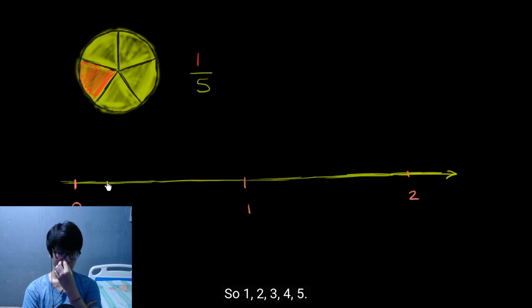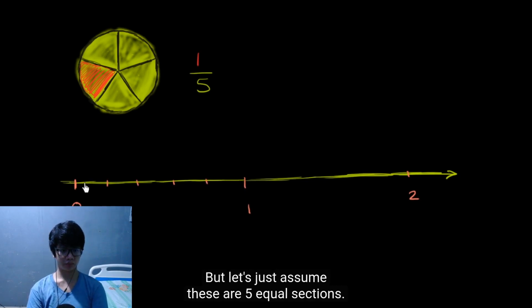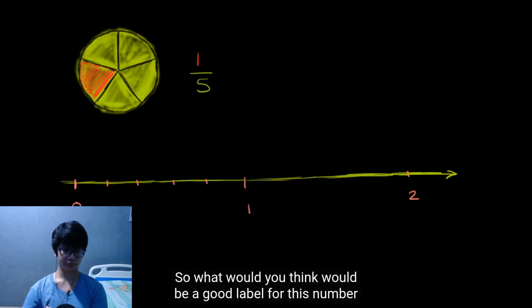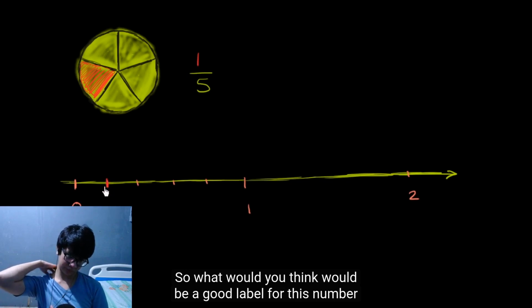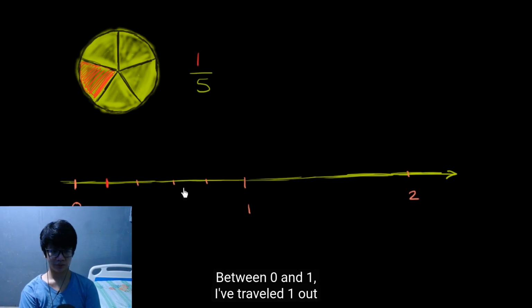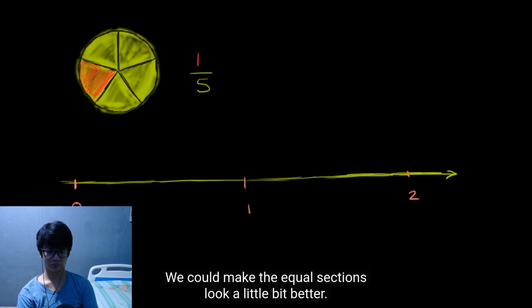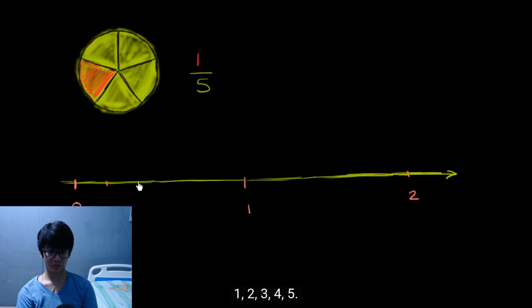So let me see if I can do this. 1, 2, 3, 4, 5. That looks pretty good. I'm drawing it as exactly as I can with my hand, but let's just assume these are 5 equal sections. What would you think would be a good label for this number right over here? Well, it's the exact same idea. Between 0 and 1, I've traveled 1 out of the 5 equal sections towards 1. Actually, let me make it a little bit neater, make the equal sections look a little better. 1, 2, 3, 4, 5.